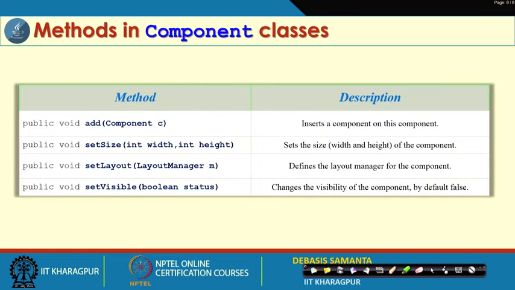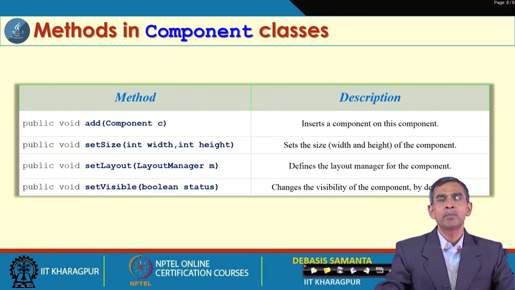Now, I will discuss the component classes. As you know, first you have to create a component, and a component is basically a window. If you want to add some other component into that window, there are many methods defined in the component class itself, like add. Add means if you want to add a button, definitely an add method should be there.